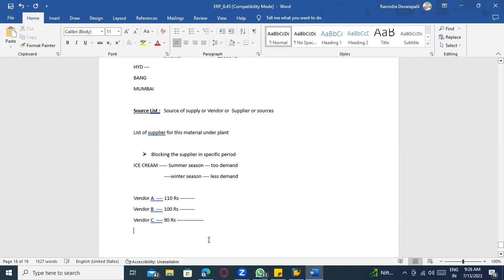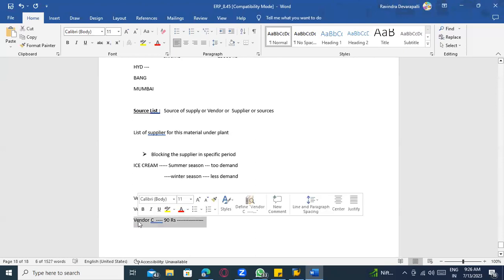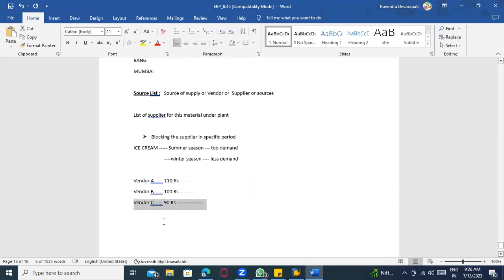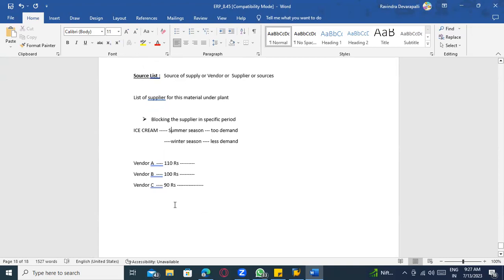So what can I do? I'm releasing that vendor A is my vendor for the summer season. For a specific period I can put one vendor as my regular vendor, and for another specific period I can put another. So period to period I can change who is my regular vendor, who is my fixed vendor. A regular vendor is nothing but a fixed vendor. He is always my first option.